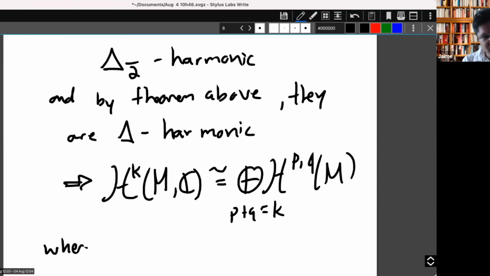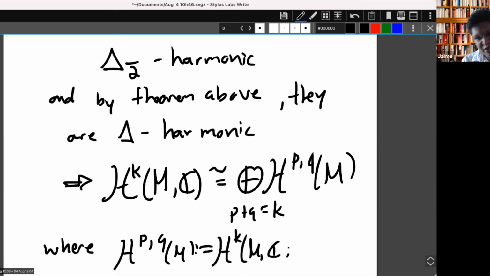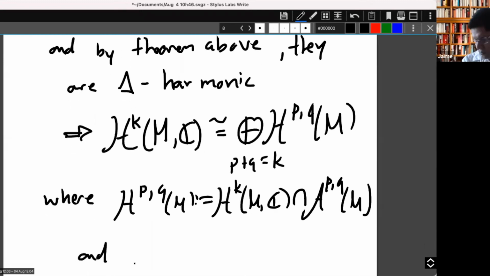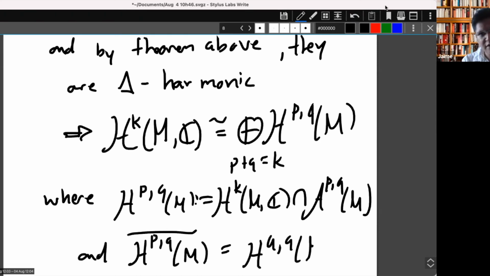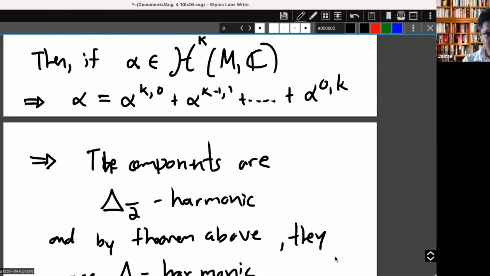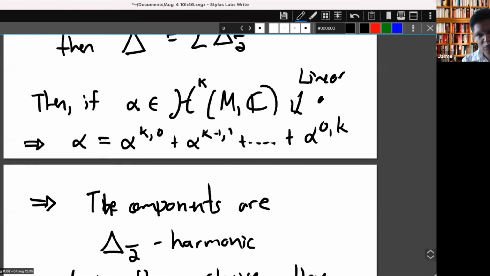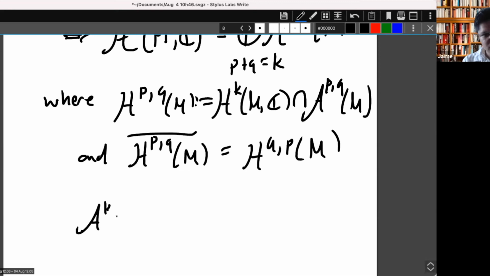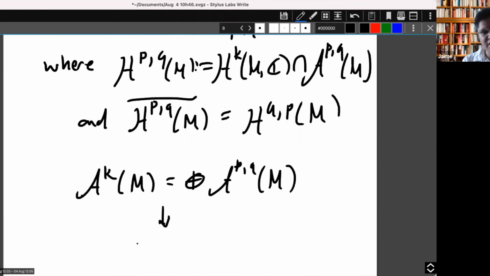Where who are these spaces? H^{p,q}(M) is actually the space of harmonic forms with complex coefficients intersected with the p,q forms, right? And moreover, by the properties above, if you take the conjugate of H^{p,q}, this is H^{q,p}. So what I'm saying is that I'm going to go above a little bit here. This decomposition is linear algebra, right? So what I'm saying is that you start with the decomposition on the space of forms, and from this, you get the decomposition on the space of harmonic forms.